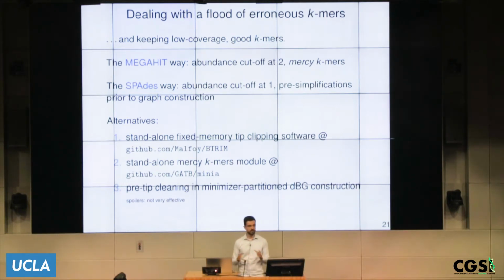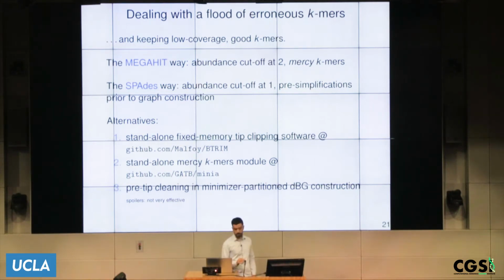The SPAdes assembler has a drastically different approach: it keeps everything after error correction, and then tries to simplify the graph a little bit before it is constructed, to avoid using too much memory. This is mainly for performance, but I think it's a critical aspect for dealing with complex metagenomes, because you have a trade-off between being able to process all of your data using your server and also making some heuristics in order to not lose too much of your assembly.